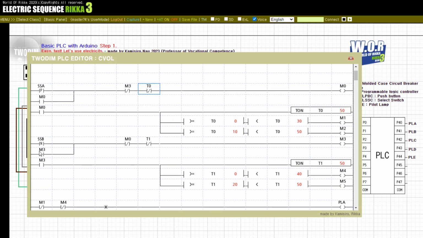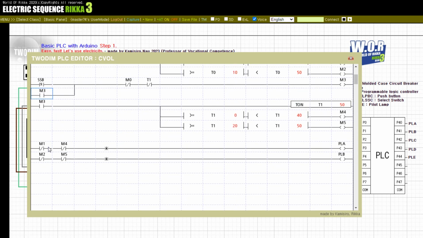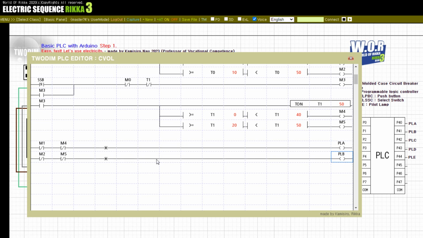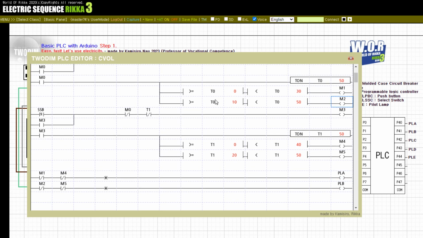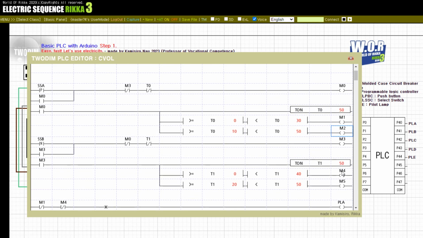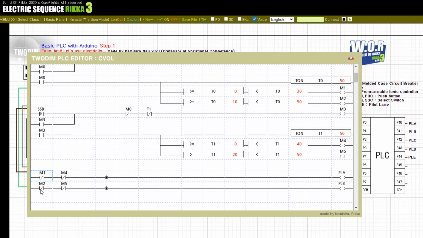Finally, let's look at output configuration. Earlier we know that there are 2 lamps PLA, PLB. There are M1 and M2 controlled by SSA and M4 and M5 controlled by SSB. Each configuration is connected to each lamp PLA and PLB through logical inversion like the screen.